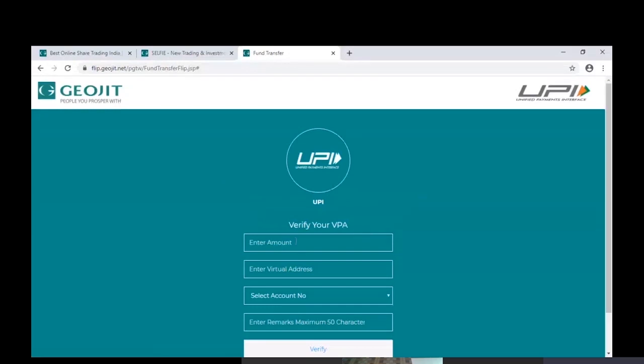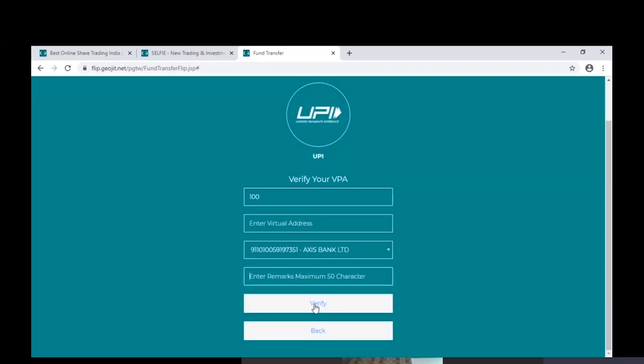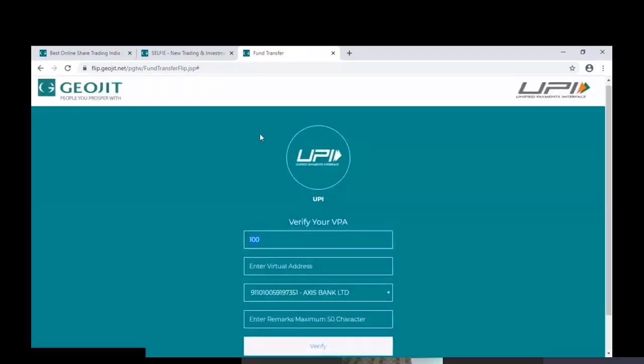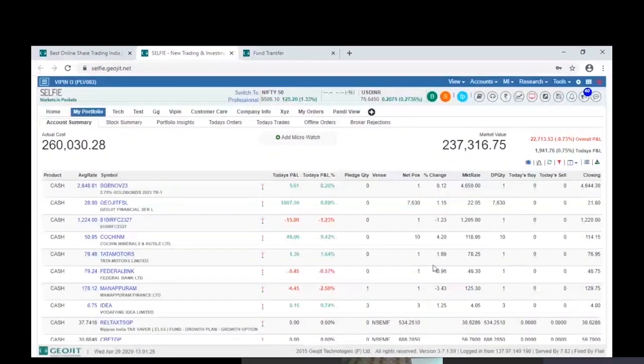Once you verify, your mobile UPI app will intimate you that Geojit is asking for the amount which you have mentioned here. 100 rupees is being asked. Once you confirm it, the fund automatically gets updated in the same place I showed earlier, the deposit column. So this is the instant way in which you can transfer funds to Geojit.